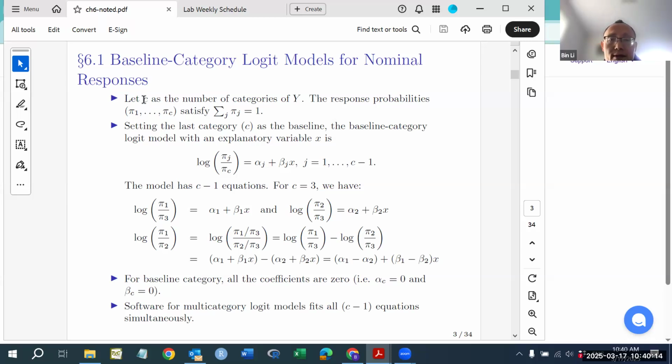Okay, so let's have C as the number of categories of the response. So the response probabilities are pi 1 through pi C. These are the probabilities of having y equal to 1, 2, up to the C categories. And of course, if you add them together, you will have 1, right?